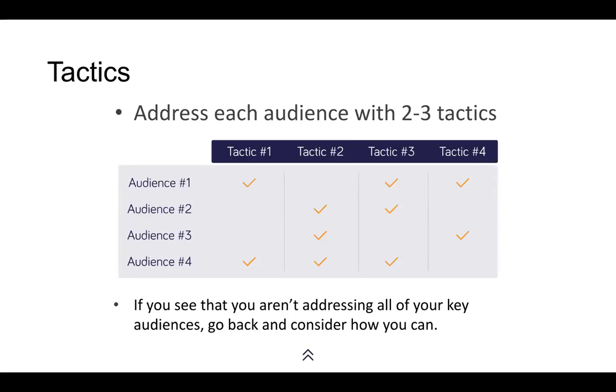So if you see that you aren't really addressing all of your key audiences in one tactic or two, go back and see how you can. Ideally, you want to layer, but also you don't want to layer in such a way where, like we said earlier, you have to pull yourself in different directions. You want to clarify the process. You want to make it easy to follow and make sure that you're going through the process and not being pulled in different directions.